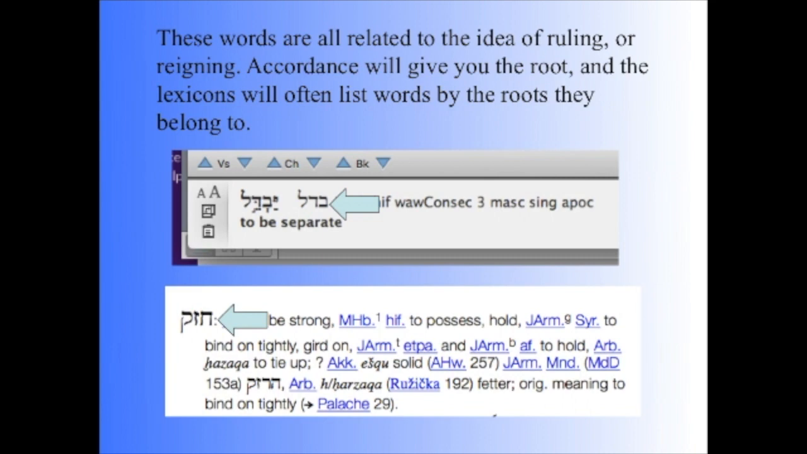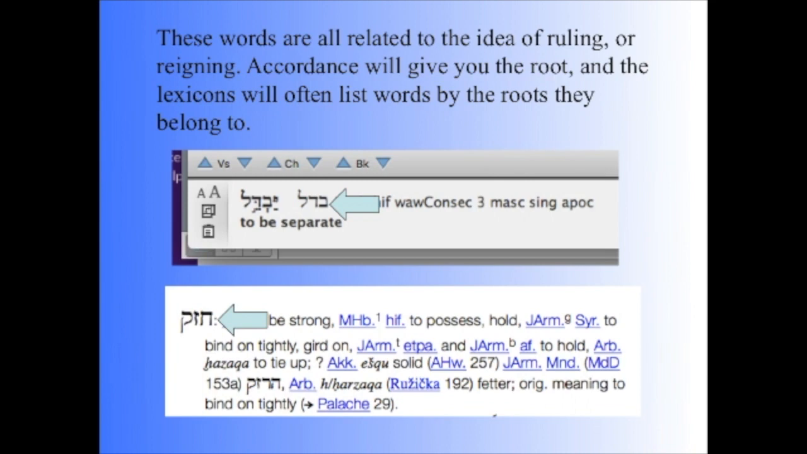Now, generally, Bible software, including Accordance, will give you the root when they give you information about the word. So in the bottom panel of Accordance, if you hover over a word, it will give you the form and it will give you all kinds of information about the word, but it will also give you the root as indicated by an arrow.